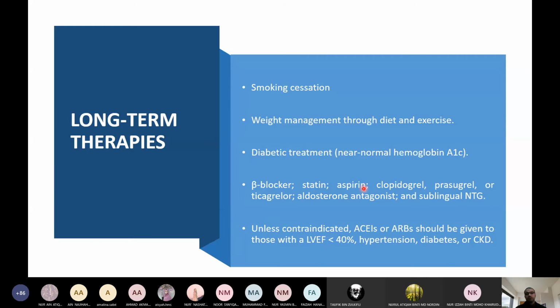And the continuing of the beta blocker, statin, the aspirin, the dual antiplatelet therapy, as we mentioned, for at least 12 months to be extended or not. The aldosterone antagonist in a certain subset of patients, and those patients with left ventricular ejection fraction less than 40, with hypertension, diabetes, or CKD, of course, will benefit from ACE or ARB treatment.